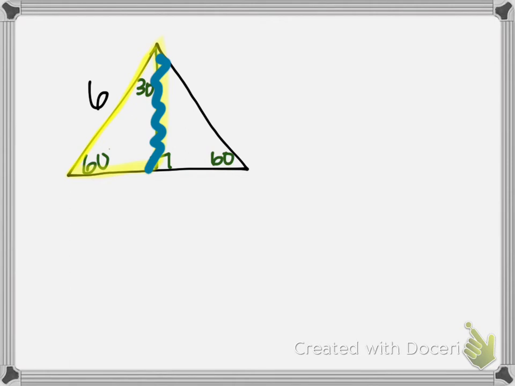And remember, in a 30, 60, 90, across from your 30 is your x, across from your 60 is your x root 3, and across from your 90 is your 2x. So this is the side here we're looking for.